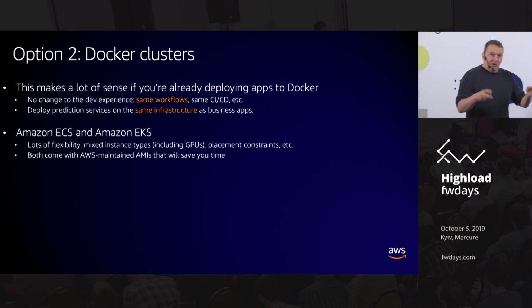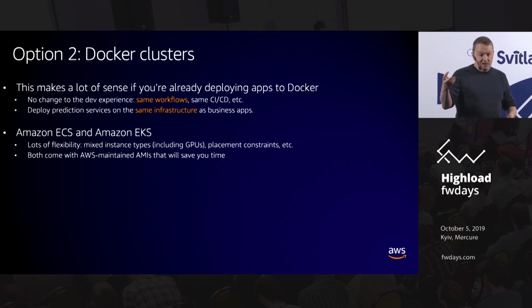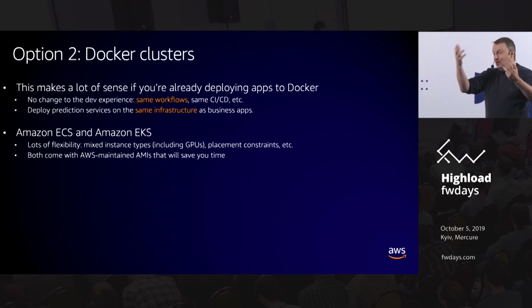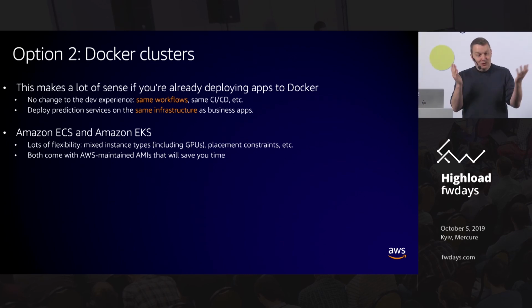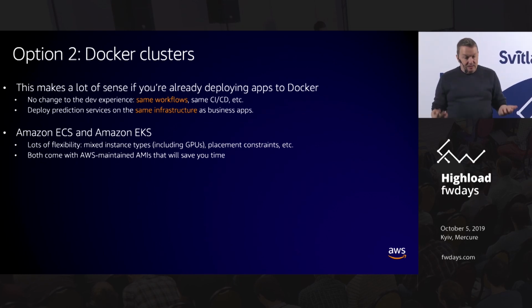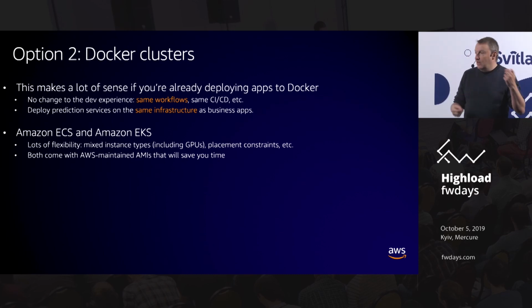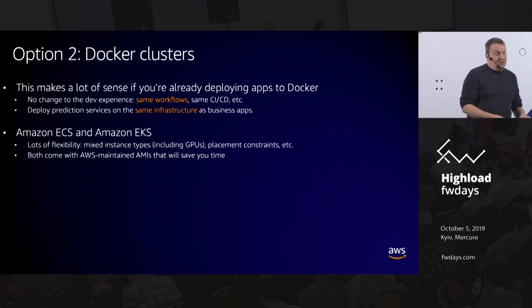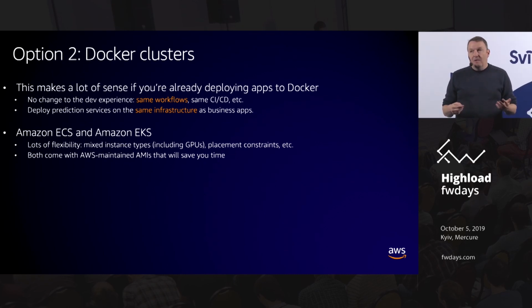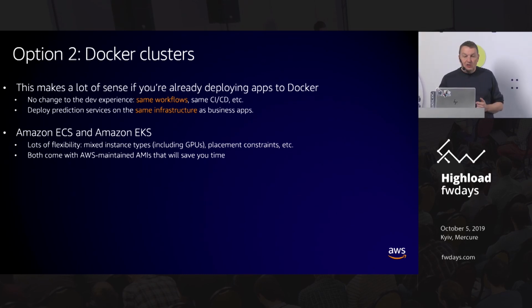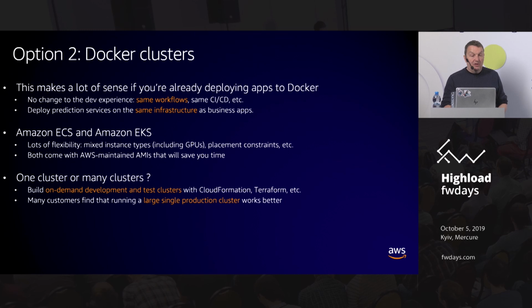I don't want to argue on, should you use ECS or should you use EKS? You know, Pepsi, Coke, McDonald's, Burger King, ECS, EKS. I use both. I like both, it just depends. You can pretty much do the same thing. They're flexible. You can mix instance types. You can have CPU instances. You can have GPU instances. You can define constraints on where to place containers, etc. And we provide AMIs for both, so use those. They will save you more time. Again, use the one that you like best, the one that helps you work fast.